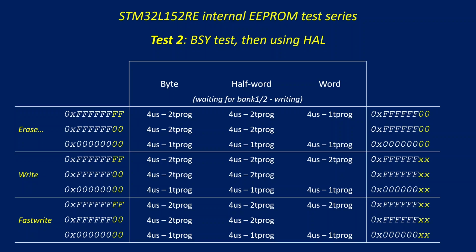For each test, the first time you see is the wait for last operation time. The second time is what is needed by the writing or erasing operation. As you see, EEPROM is always available. Wait for last operation returns in a few microseconds. Moreover, again, there are no differences in bank 1 and bank 2.